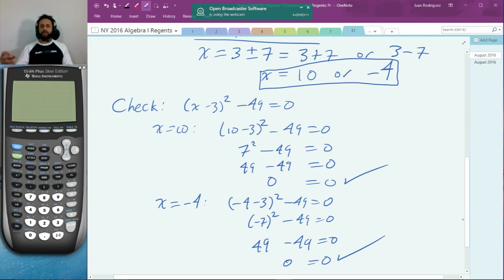They don't require you to check your answer. That's not an absolutely required thing. It's something that I require of you, because you want to get the highest grade possible.